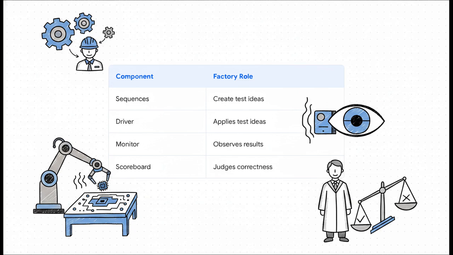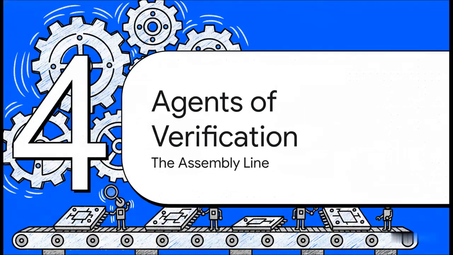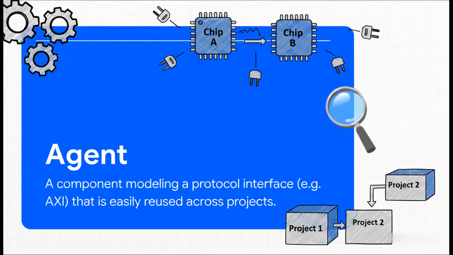It's a highly structured and just incredibly organized way to test software and hardware. Moving right along to Section 4, Agents of Verification. Let's hit the assembly line. Let's zoom in a little closer on that factory floor and look at arguably the hardest worker in the environment, the agent. An agent is basically a component that models a specific protocol interface.